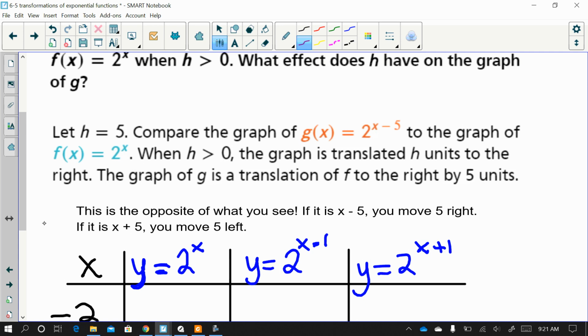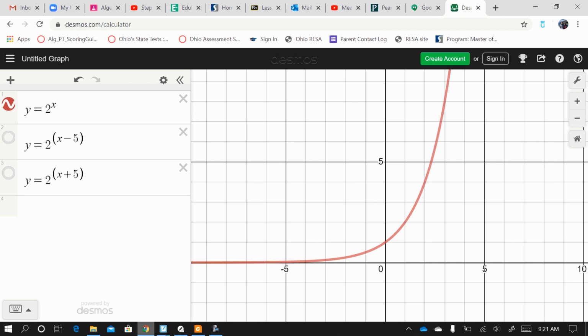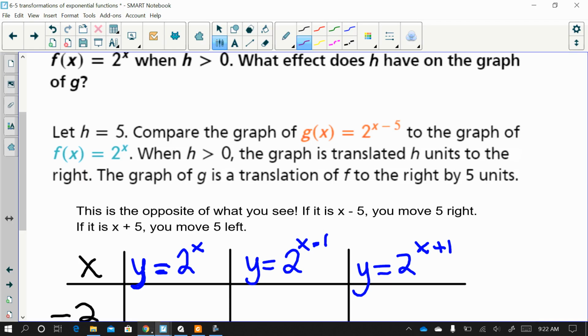You could do this with a table. Let's look at it on Desmos. I think it's helpful there. So here is y equals 2 to the x. We've seen that lots of times before. Let's look at what happens when I put minus 5 in the exponent. That's the blue line. How did I get from the red line to the blue line? Well, we got 1, 2, 3, 4, 5. We moved 5 to the right.